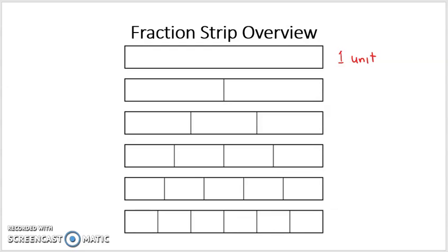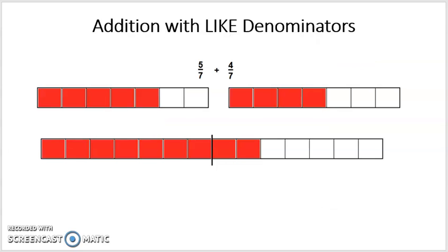From there, the strips are divided. So this second strip is divided into two. Each section of that represents 1/2 of the whole. The third strip, divided into thirds, is 1/3 of the whole, 1/4, and so on. Fraction strips are particularly useful for teaching the addition and subtraction of fractions, but also for teaching why you need to find common denominators.